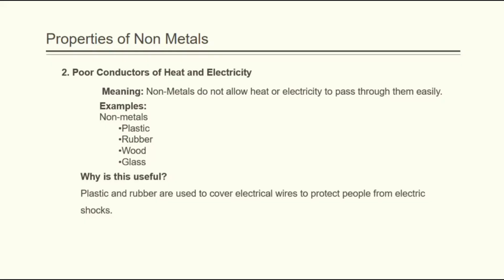Another property of non-metal is that they are poor conductors of heat and electricity. This means that non-metals do not allow heat or electricity to pass through them easily. Now, examples of some of these non-metals are plastic, rubber, wood, and glass. Why is this useful? Because some of such non-metals can be used to cover electric wires to protect people from electric shock.